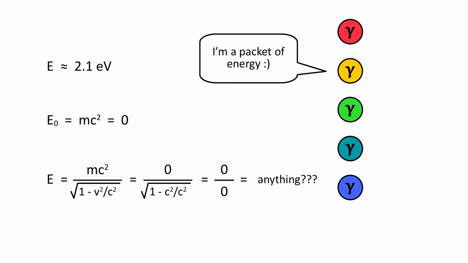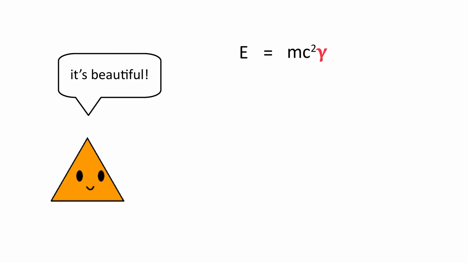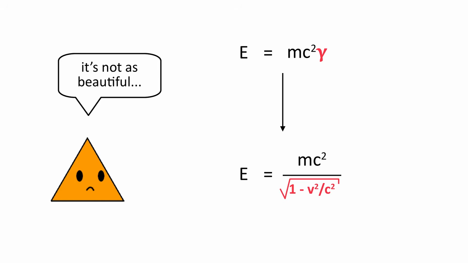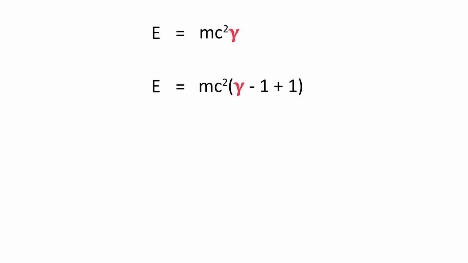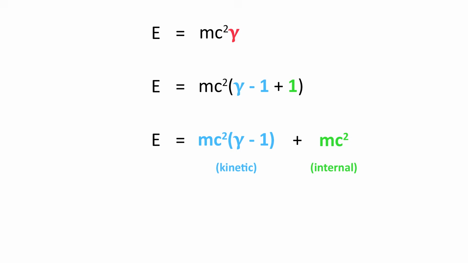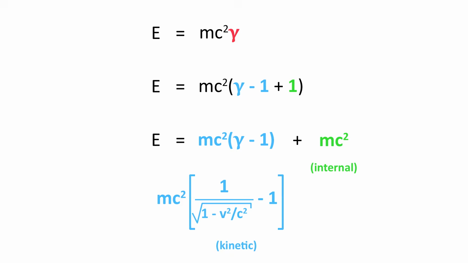But to get the full picture, we need equation form 4. Our current form is pretty concise, but since it has gamma in it, there's technically a bulky square root in the denominator. How can we get rid of it? Subtracting and adding 1 splits it into kinetic and internal, but it doesn't get rid of the square root. To do that, we need to square it.